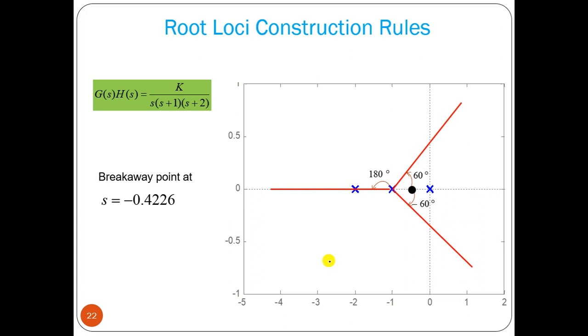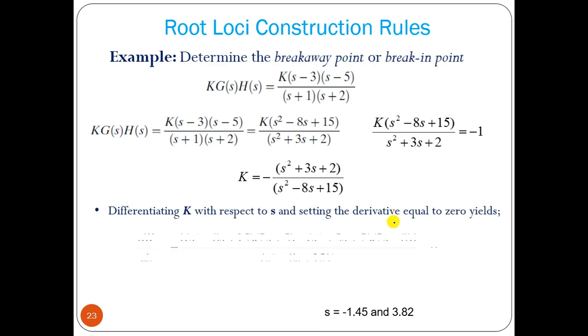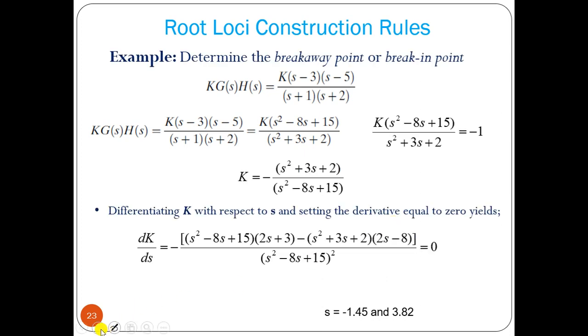Now that is the plot I have already shown you. This is the breakaway point. These two poles come here, break away, and one should go this way, and another pole should go this way. That is the plot. Now we can go for another one.